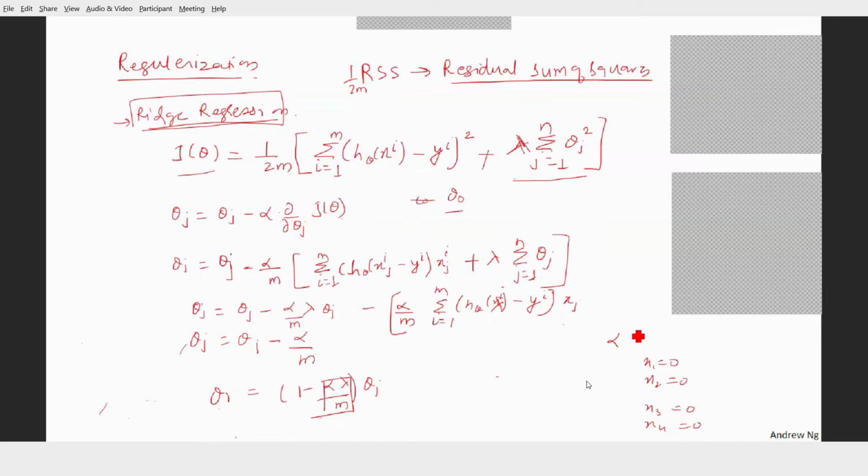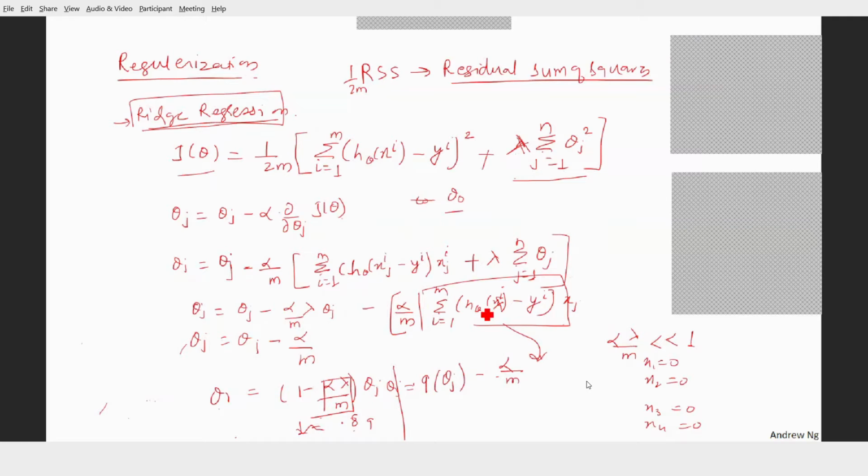So alpha lambda upon m is going to be less than 1, right? And when this is less than 1, it means that this is going to be 1 minus some positive value which is less than 1. So it is going to result in either 0.8 or 0.9 or something. So what it is doing is, it is 0.9 of theta j minus the usual updation, which is this, right? So this is how my theta j is going to be updated.